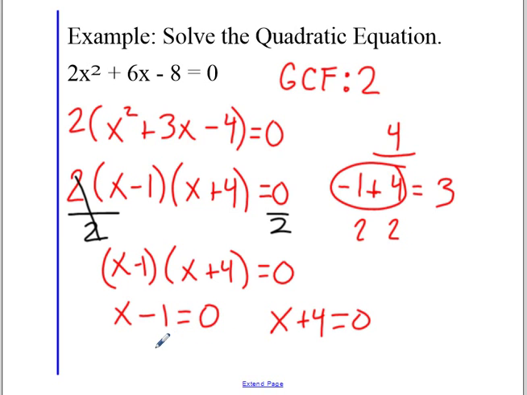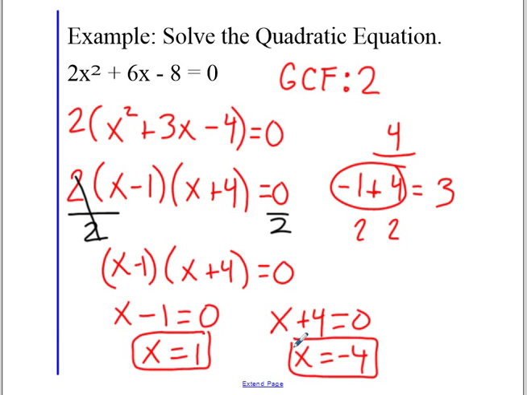I add 1 to both sides, and my answer is positive 1. I minus 4 to both sides, and my answer is negative 4. My two answers are positive 1 and negative 4. Do notice that these answers are the opposite signs of the factor numbers that you had to create the factoring.